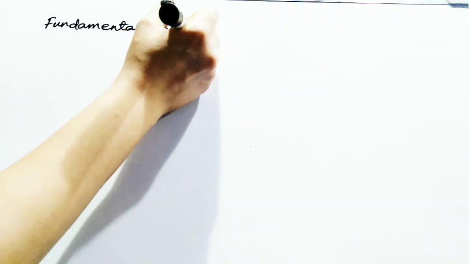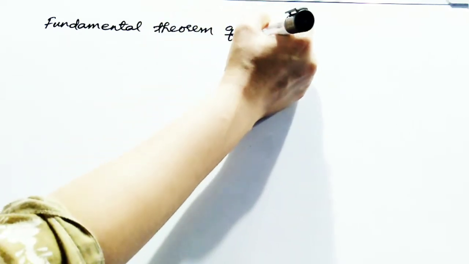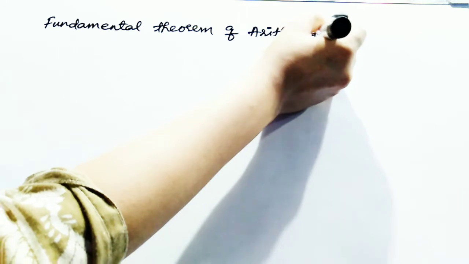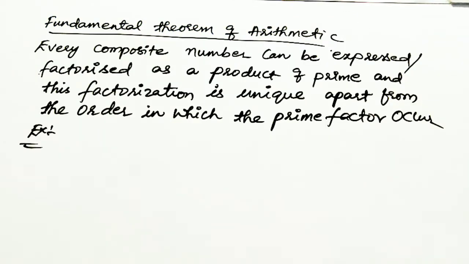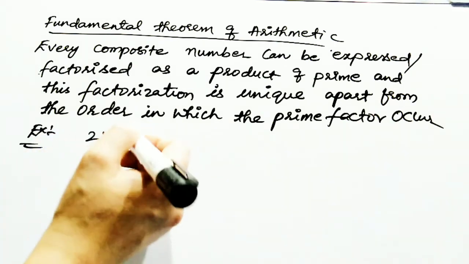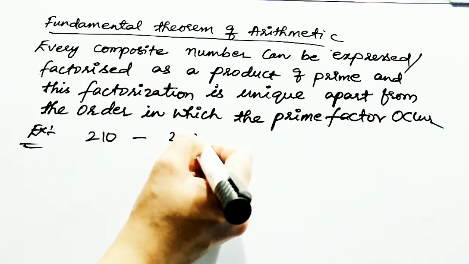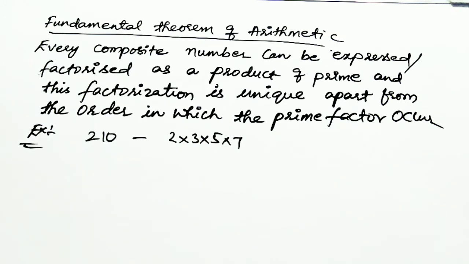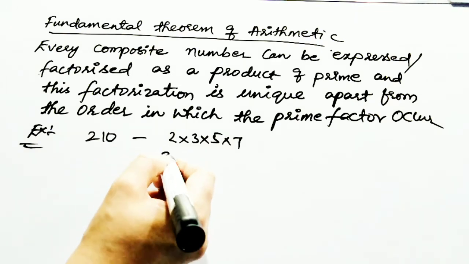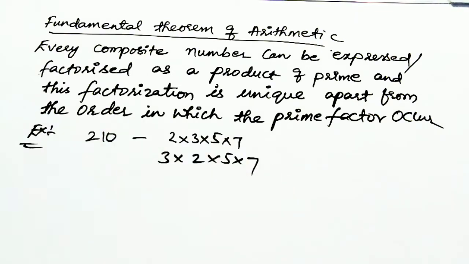Fundamental theorem of arithmetic. Okay, fundamental theorem of arithmetic. What is the fundamental theorem of arithmetic? Just take an example, 210. In our previous class we discussed how to find factors of a number. So the factors you will get of 210 are 2, 3, 5, 7. These are the factors you will get for 210. You can write in this order or in this order. The order in which you want to write, you can write it.